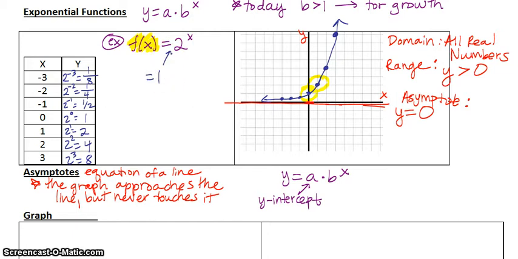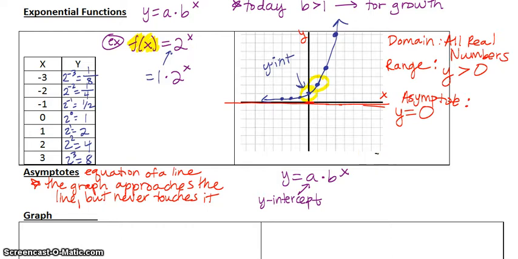Really, it did. It was a 1. They just didn't write it. And that is why my y-intercept for this one is at 1. So the a value, or the number in front, is always a y-intercept, and if there's nothing there, it's a 1. And then the b basically tells us if it's going to be growth or decay.